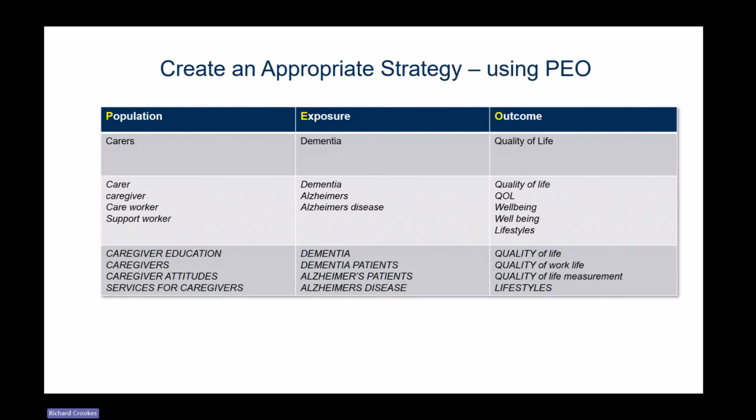So this is where we're considering our free text search terms that we could be using when we want to identify what's out there, what's relevant to our particular research question. The third row that you see there, in uppercase and italicized, are the actual subject headings that we could also be exploring. So we will run a combination search of title and free text and subject searching for this particular query. So we've got caregiver education, caregivers, caregiver attitudes, for example, under the population column, or participants again. Exposure: dementia patients, Alzheimer's patients, etc. And quality of life, again, could be a subject heading, quality of work life, quality of life measurement, lifestyles, and so on.